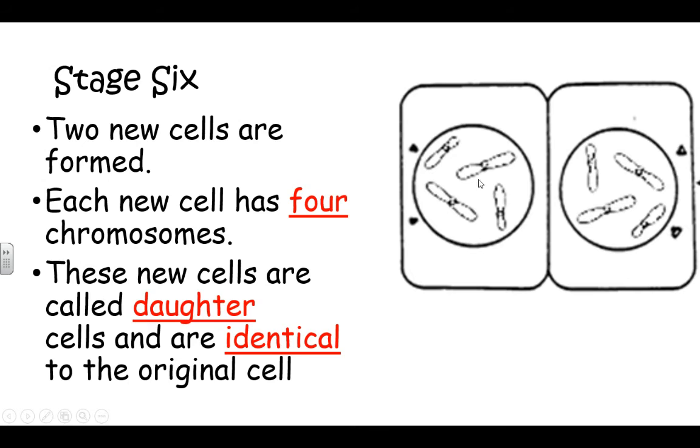So we've got back to where we started. We had 4 chromosomes, we did identical copies, we lined them up at the equator of the nucleus, and then we split them so that each daughter cell can have a full set of chromosomes. And they're identical to that initial cell that we started with.